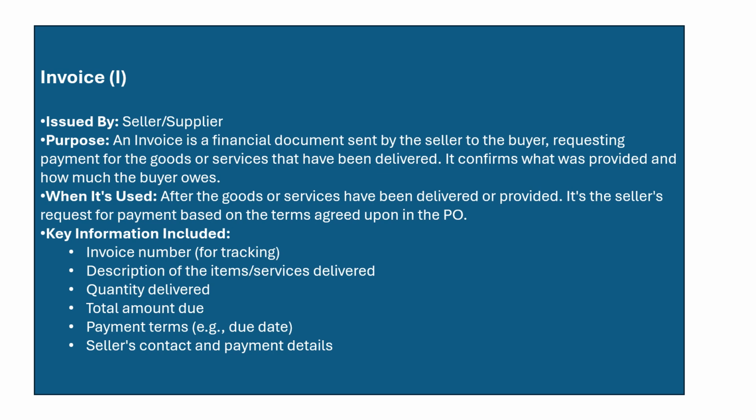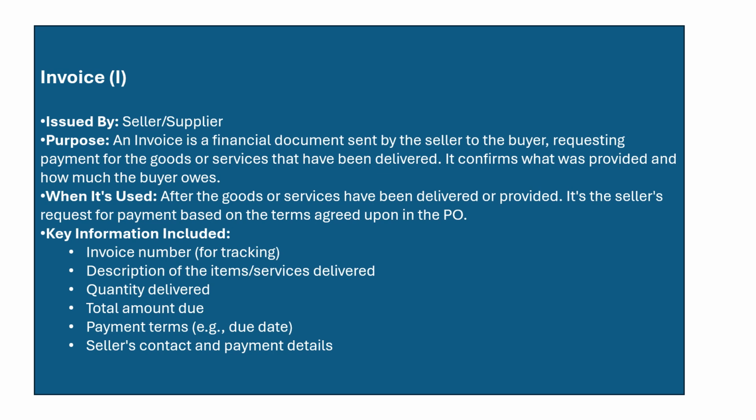So what is the key information included here? Invoice number for tracking. They will update an invoice number for tracking, and we can track that invoice number on Google itself. Description of the items or services delivered. Description means how much product they ordered. So the description will be mentioned, and how much quantity they delivered they will update in their system.